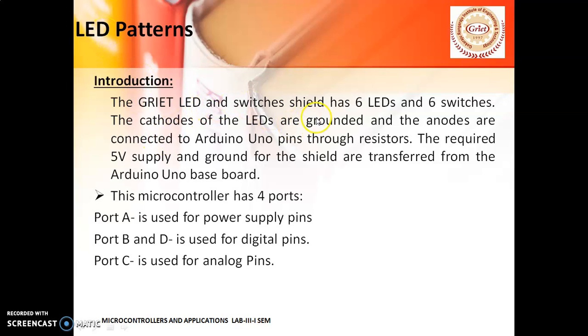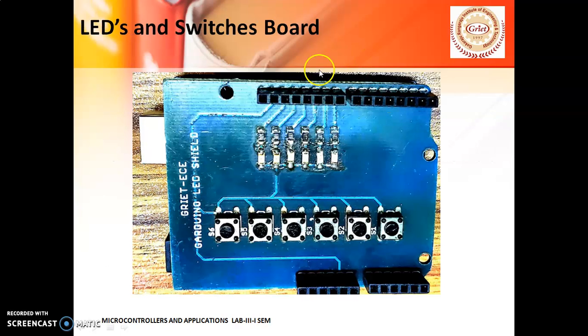The GRIT LEDs and switches shield has 6 LEDs and 6 switches. If you see this particular shield, this is your GRIT LEDs and switches shield. In this shield, we have 6 LEDs. We can see here LED 1, 2, 3, 4, 5, 6. In total we have 6 LEDs and 6 switches: switch 1, switch 2, switch 3, switch 4, switch 5 and switch 6. So this shield is going to have 6 LEDs and 6 switches.